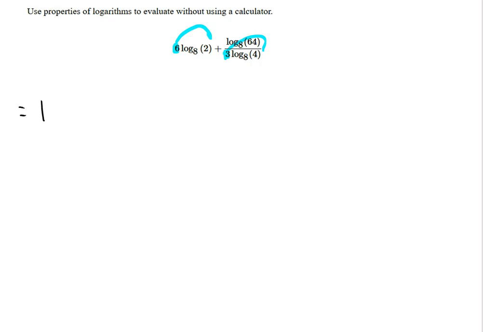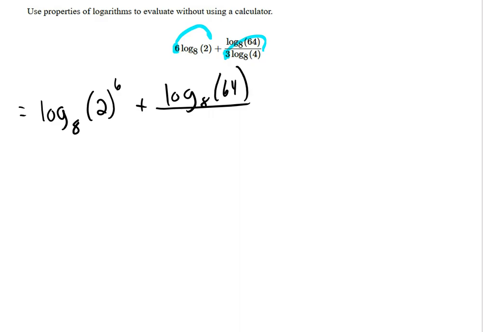So they made this log base 8 of 2 to the 6th plus log base 8 of 64 over log base 8 of 4 to the 3rd. Okay. But what they did next is they noticed that all of these were log base 8s. And there was enough 2's in all of this.